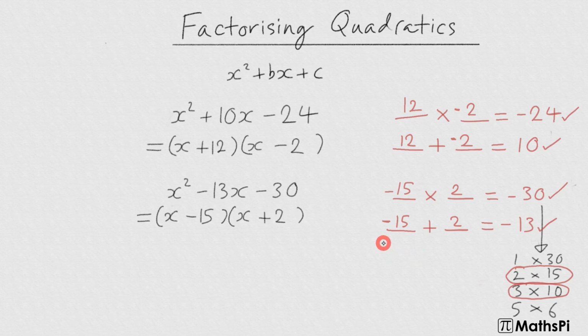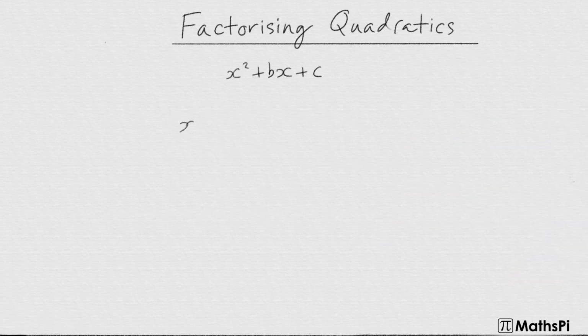I'll move on to trying to do it now without writing out the product and the sum on the side, just to show you how, with practice, you can get to a level where you are able to do it as quick as possible. So let's take x squared plus 9x minus 22. And we're going to attempt to do this without writing out any of the product and sum on the side there. So putting x and x in.